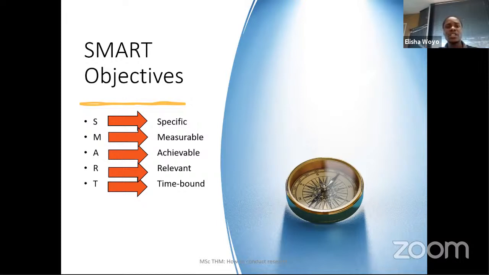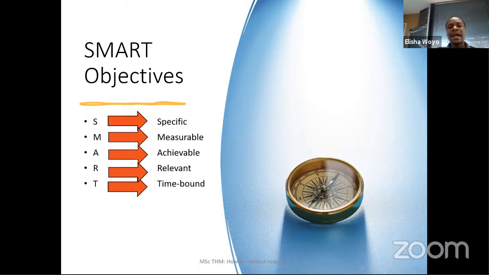Objectives should be specific. It should be very clear. We should be able to measure them. That's why you need to use those action verbs. You should be able to achieve them, and that's why I was saying when you are doing your conclusions of the study, you should show that this particular objective has been achieved.